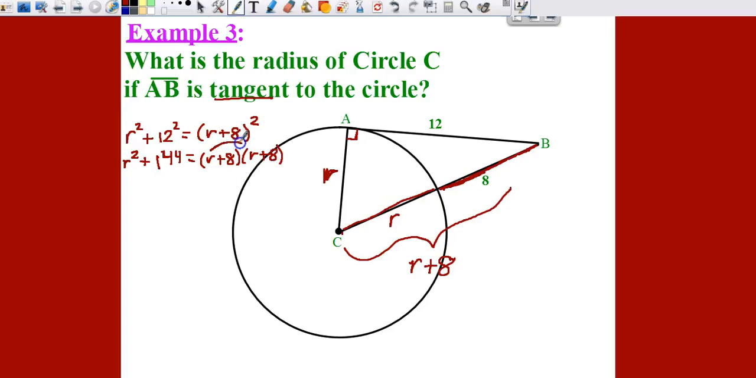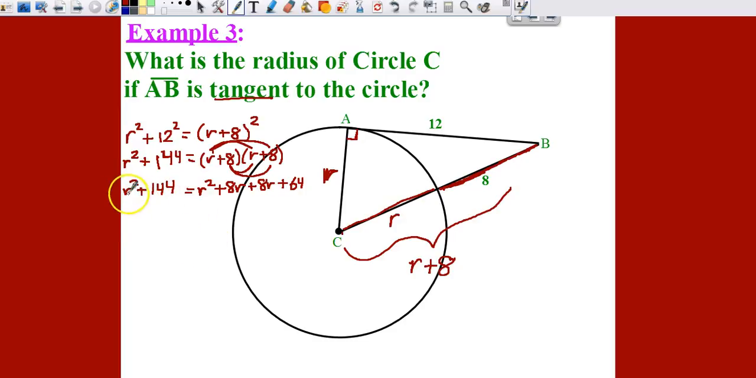And what's going to happen is you're going to multiply the r times r, which is r squared. And then you're going to do the r times 8, which is 8r. Then you have another one of those: the 8 times the r, so 8r again. And then you do 8 times 8. So you got all this on the right side. In the meantime, my left side didn't really change.